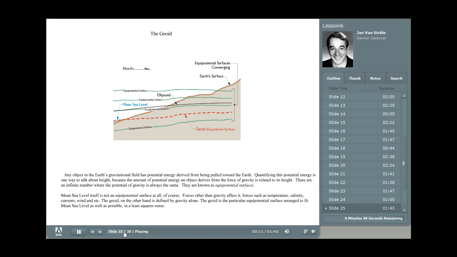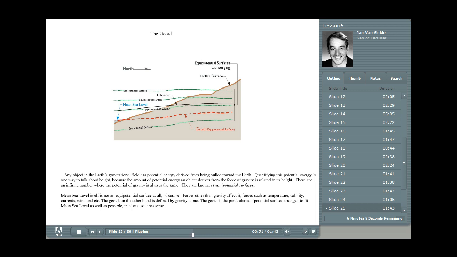Now, any object in the Earth's gravitational field has potential energy, because of course it's being pulled toward the Earth. Now, quantifying this potential energy is one way to talk about height, because the amount of the potential energy an object derives from the force of gravity is related to its height. As we remember, when Richter was approaching the equator, Newton derived his theory that there was more Earth under the equator as he approached it, 17 miles as I recall, because of the difference in the gravitational force.